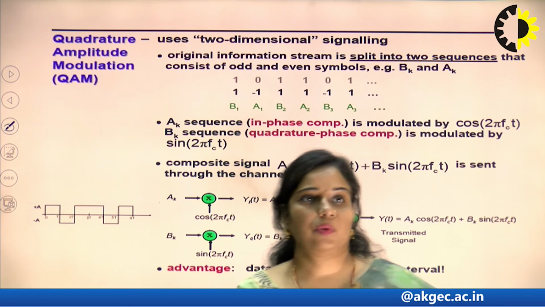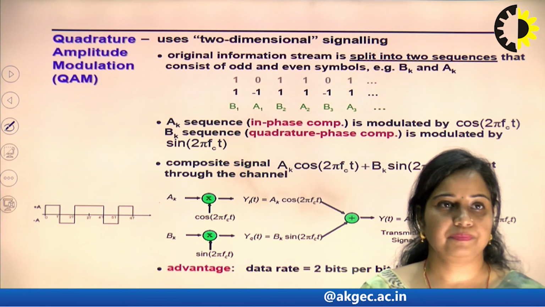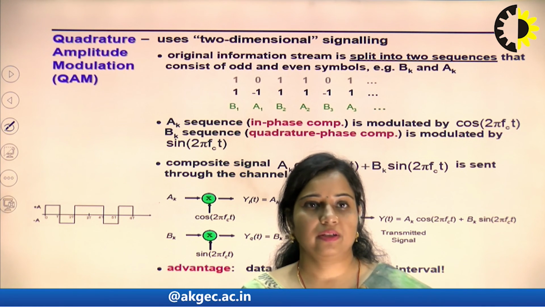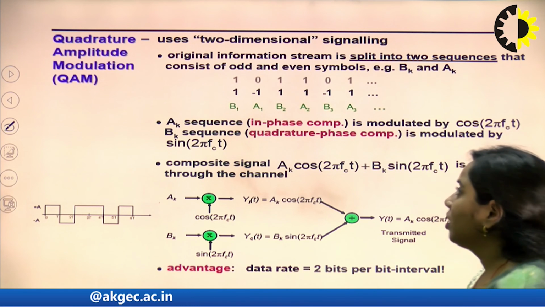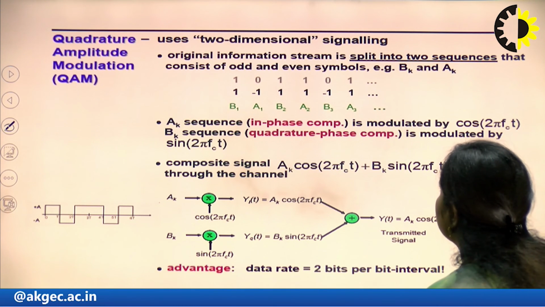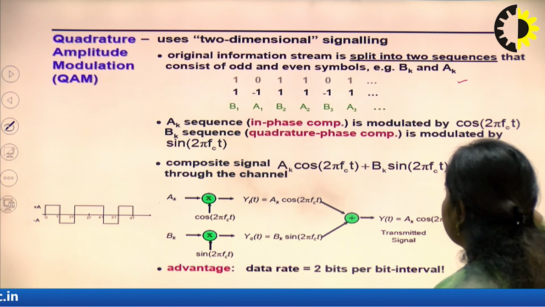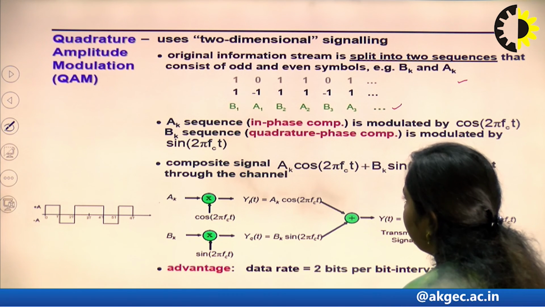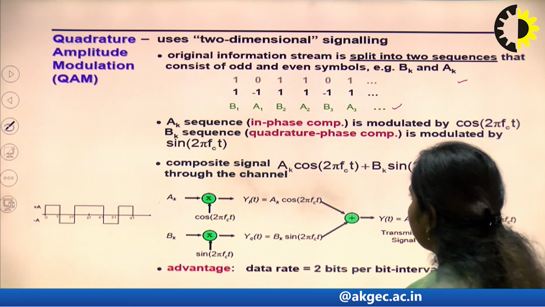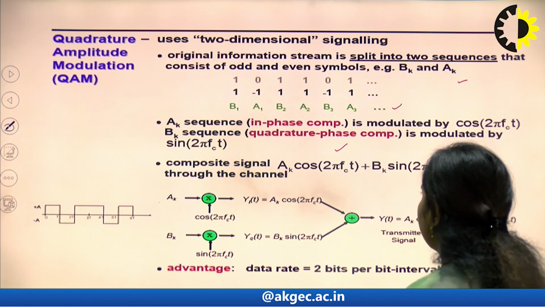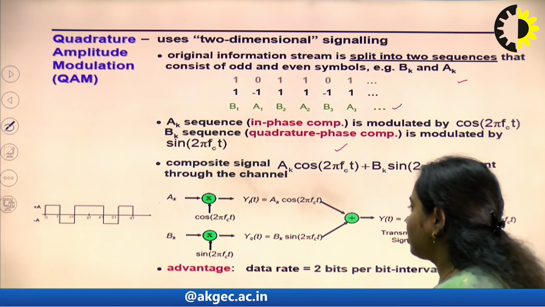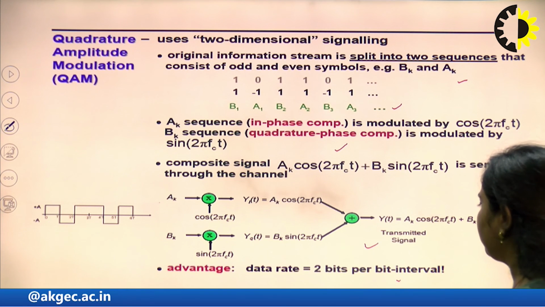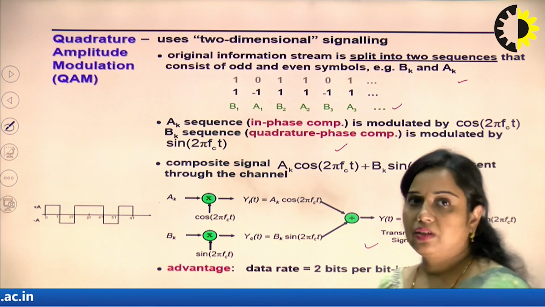The last topic is QAM, that is quadrature amplitude modulation. In this the same concept is used, but we are using two channels, that is in phase and quadrature phase channel. So, in this the original information stream is split into two sequences that consist of odd and even symbols. So, this is how the bits are being split. So, a_k sequence is modulated by cos omega_c t and b_k sequence is modulated by sin omega_c t. The composite of this will make up a transmitted signal, that is a_k and b_k. Advantage of this will be data rate is equal to 2 bits per bit interval.